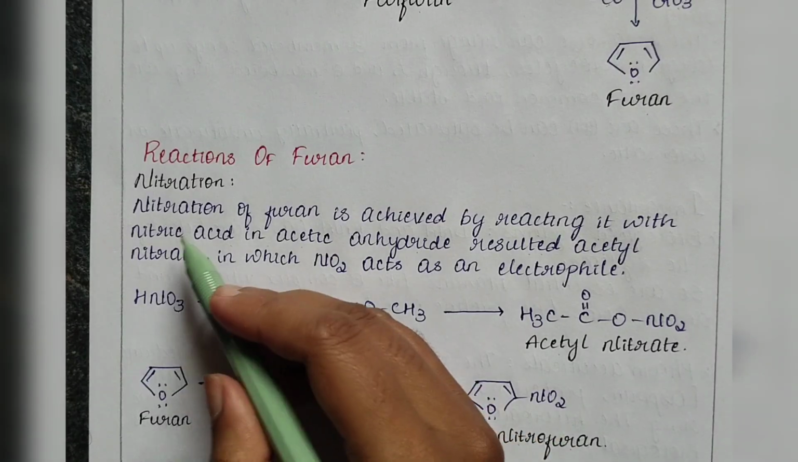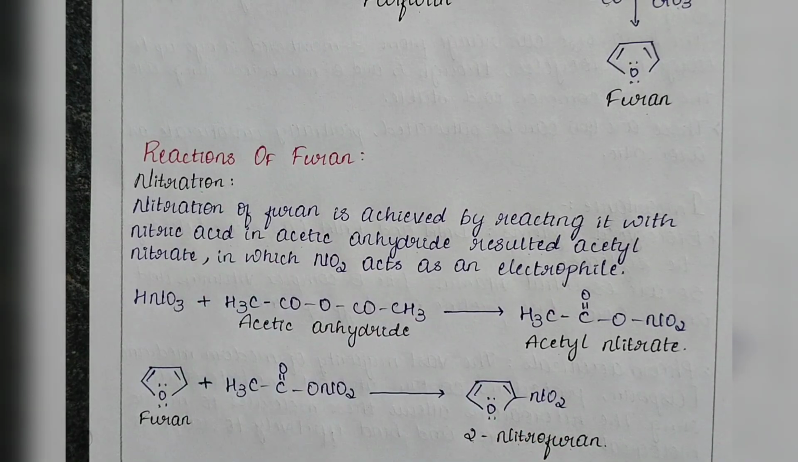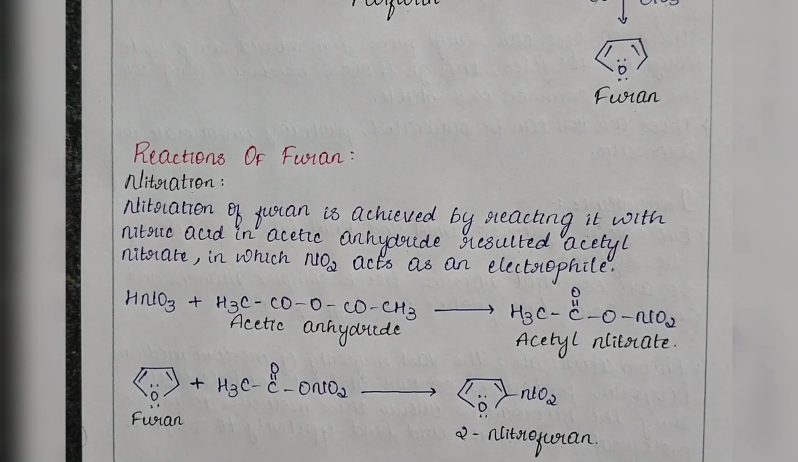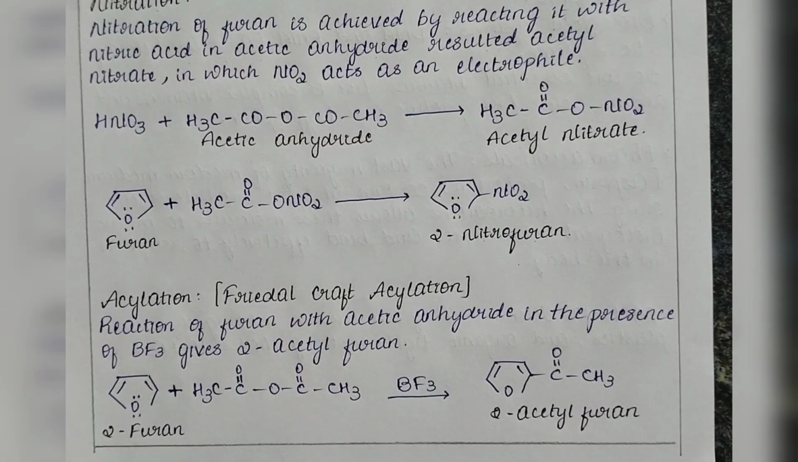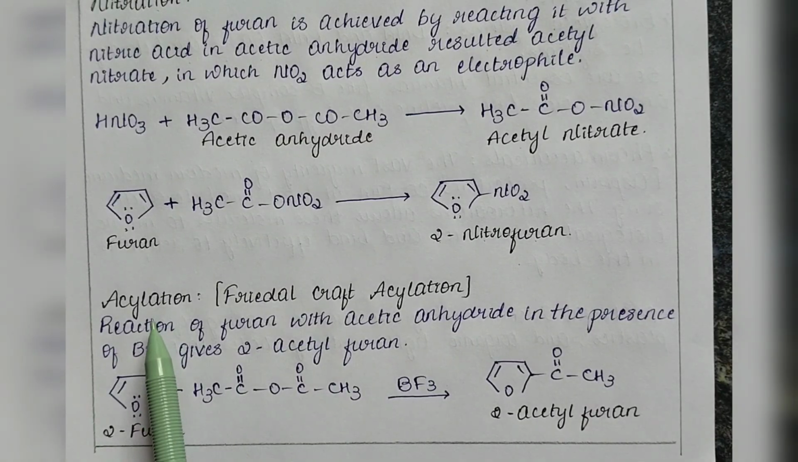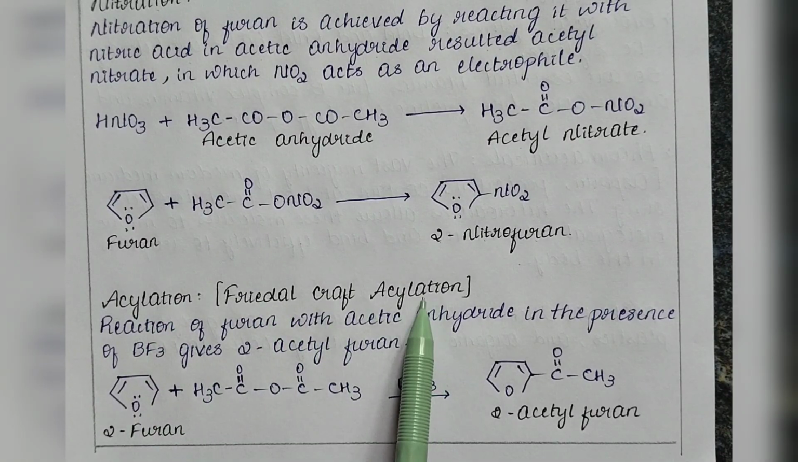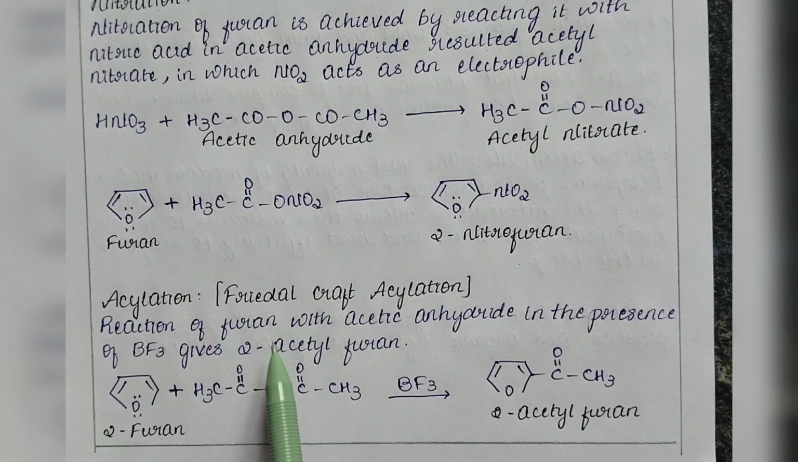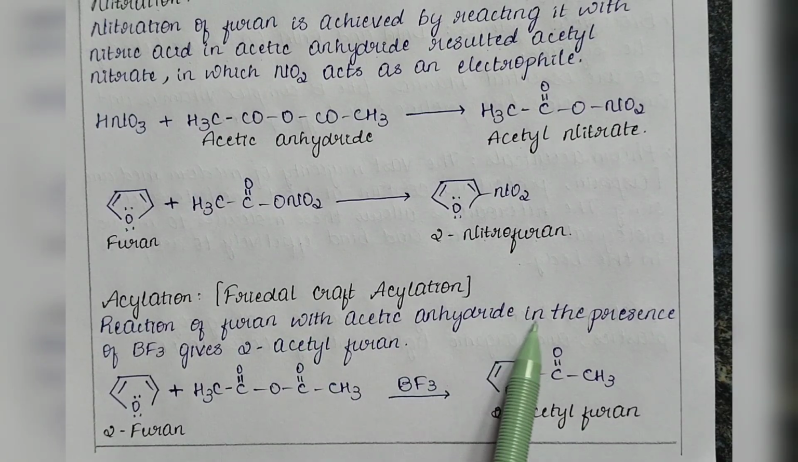So here nitration is nothing but addition of a nitro group to the given compound. For furan, it can be achieved by the following reaction as taught earlier. The next type of reaction we are going to see is acylation, which is also called Friedel-Crafts acylation. The reaction of furan with acetic anhydride in the presence of BF3 will give us 2-acetylfuran.